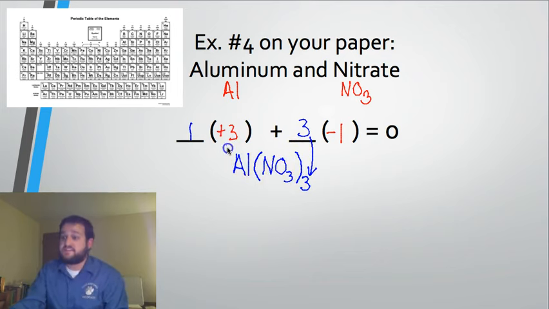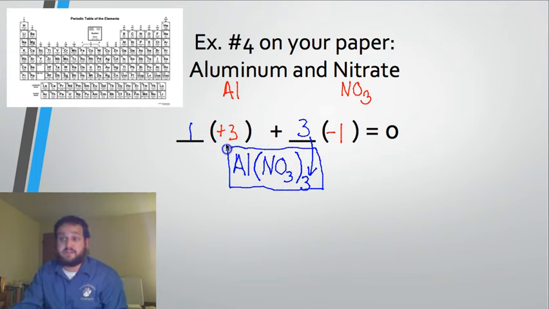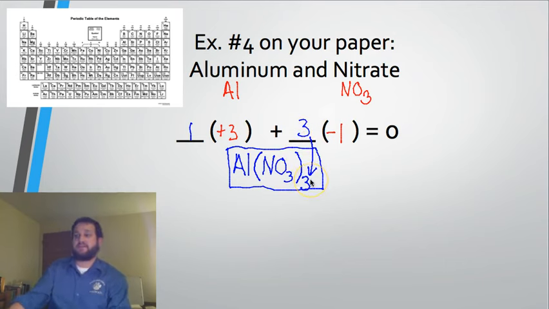Okay, so this is Al(NO3)3. Okay, I need both 3s. If I just left it as AlNO3, I would only have 1 polyatomic ion. So it takes 3 of those grouping of atoms to balance this out. Now, that's getting the formula.